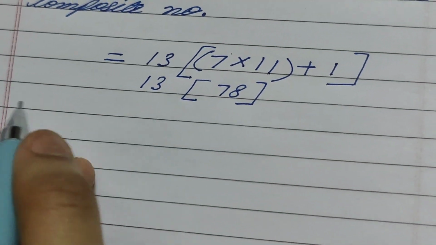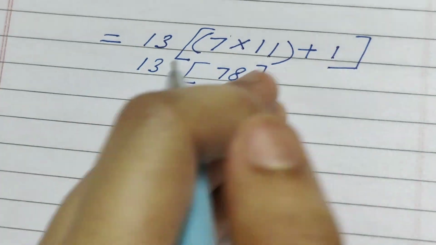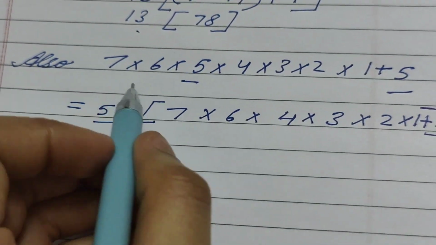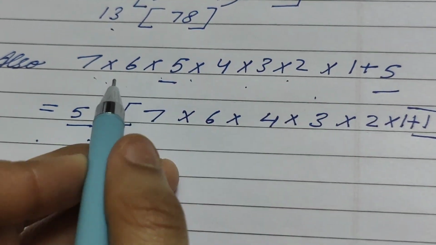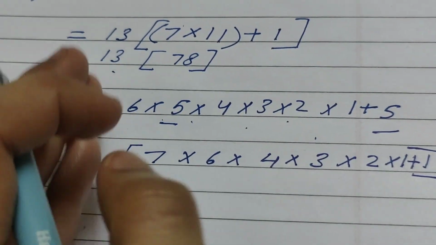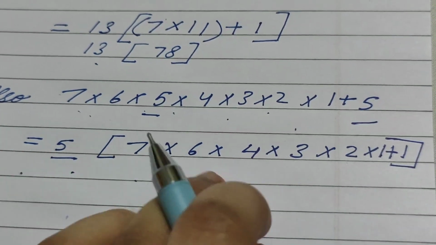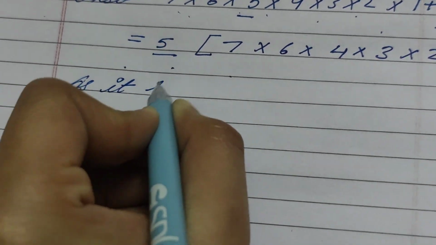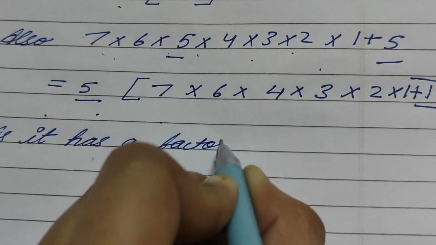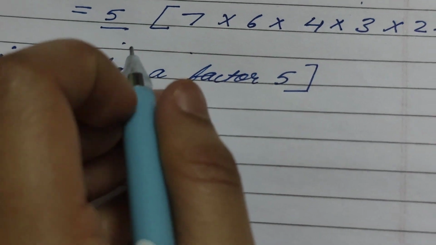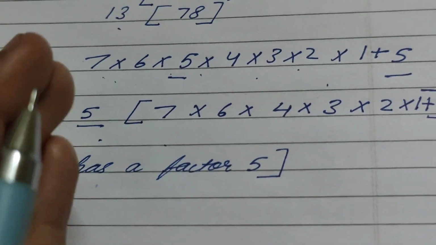13 into 78 cannot be a prime number. It is not a prime number because it has a factor 13. If 13 is common, then 13 into 78 cannot be a prime number because it has a factor 13. Exactly. So you can write that, right? Now here we can see that in 7 into 6 into 5 into..., 5 is common. It is just the same as this one. Here we took 13 as common, and 13 was a factor of 13 into 78, so this was not a prime number. Same with this. 5 is a factor in the multiplication, so this is not a prime number. We can write it as: it has a factor 5, therefore it is not a prime number, so it is a composite number.